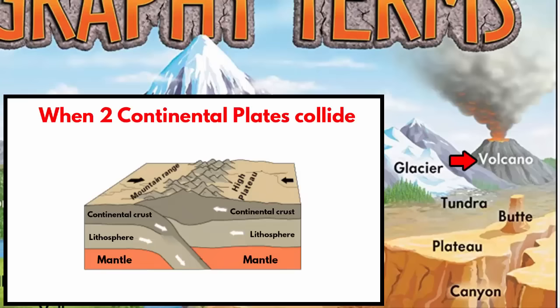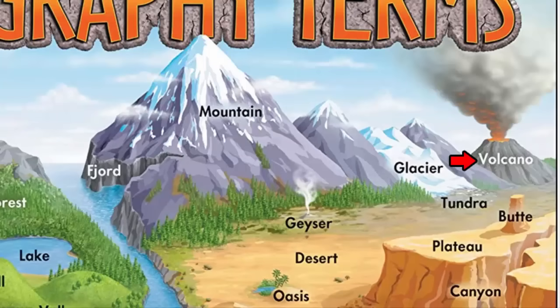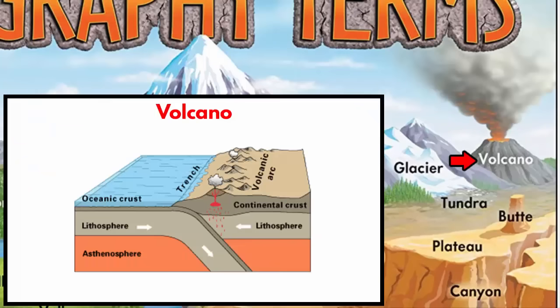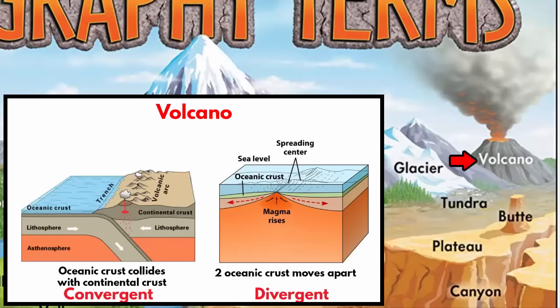If the same kind of plate collides, they crash like cars. They typically bend, break, and crumble, creating folds and mountain ranges like the Andes, Swiss Alps, and the Himalayas. When it comes to a volcano, it occurs in an area where an oceanic plate collides with a continental plate, or when two oceanic plates collide as well as move apart from each other.